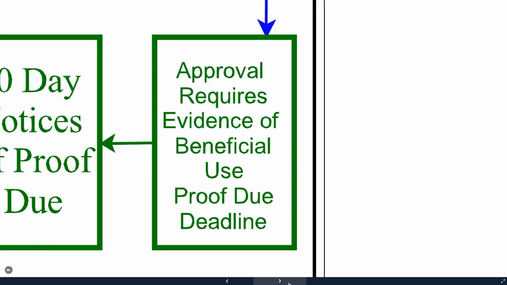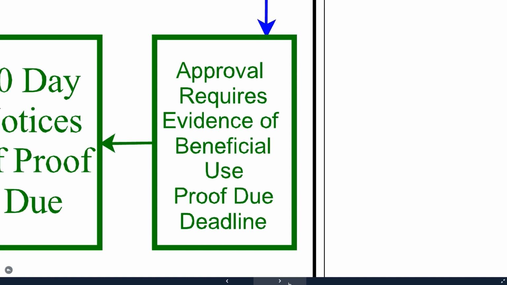Once an application is approved, an approval letter will be sent to the applicant. The approval letter will state the quantity of water approved, the location of the point or points of diversion, and the approved use of water. The approval letter will also specify any conditions to the approval. The approval will also specify a proof due date.